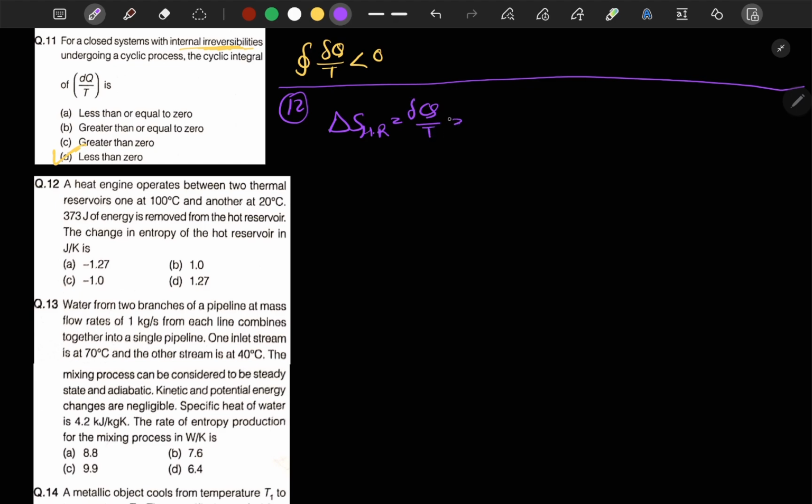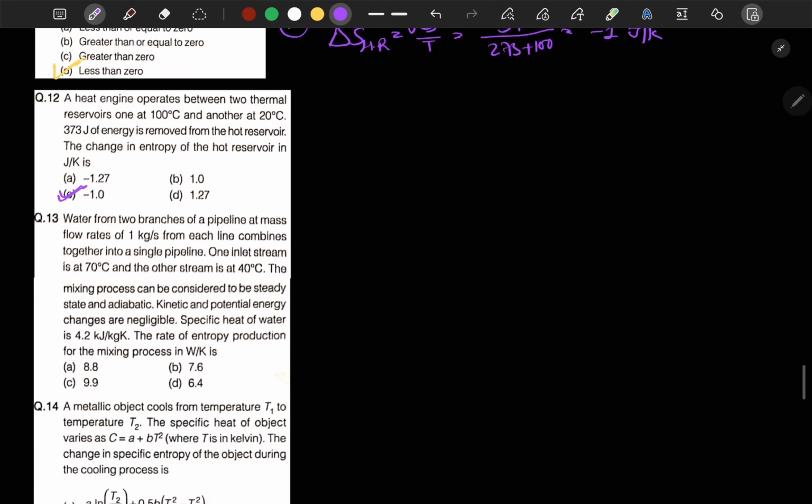So we can see that from the higher reservoir we remove the heat, so since we removed it, it should be negative, Q upon T. T is 100 degrees Celsius, so 273 plus 100, we get the change in entropy equal to -1 joule per Kelvin. Okay, option C. Moving to question number 13.